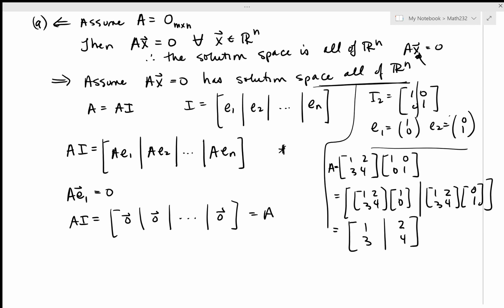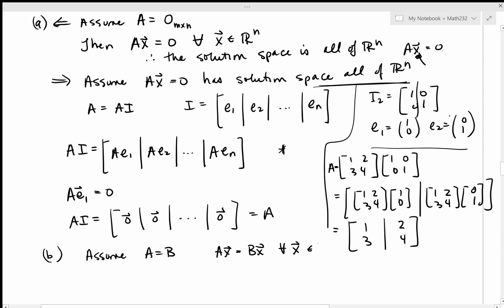We're going to move on to part B. This is straightforward. So what are we trying to show? We're trying to show A equals B if and only if AX equals BX for all X in Rn. So we do the two directions again. We assume A equals B, and then we simply multiply both sides by X. And that's the end of that.